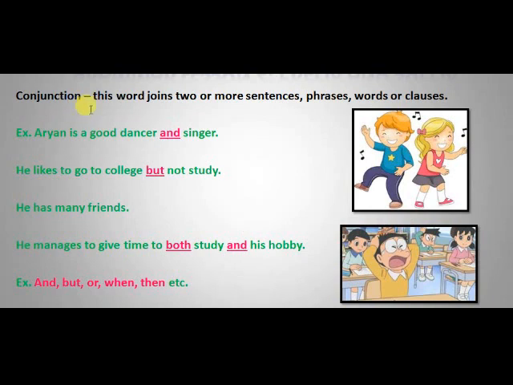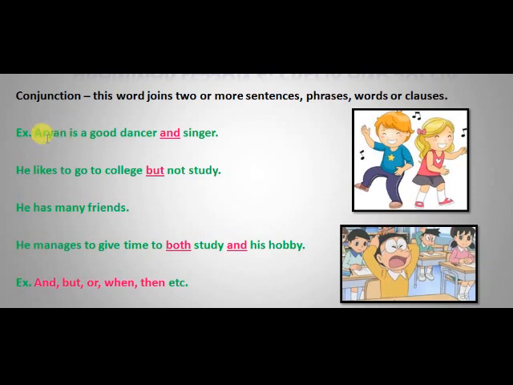So the next one is conjunction. This word joins two or more sentences, phrases, words, or clauses. So the work of conjunctions is actually joining two sentences, words, phrases, and clauses. For example, Aryan is a good dancer and singer. So conjunctions are very useful in parts of speech because they actually cut two sentences and make them one.